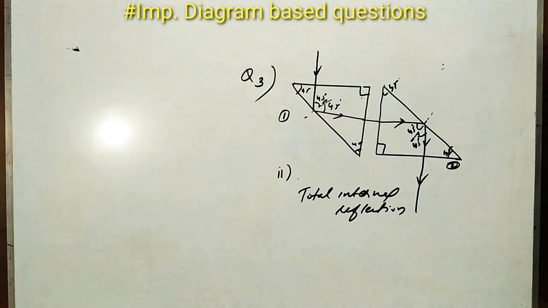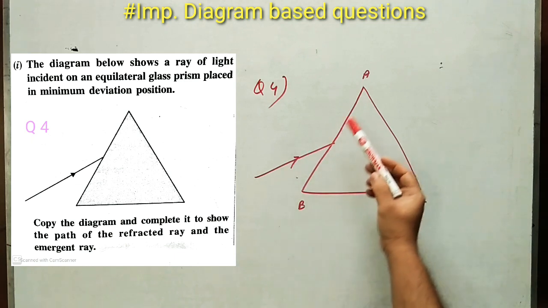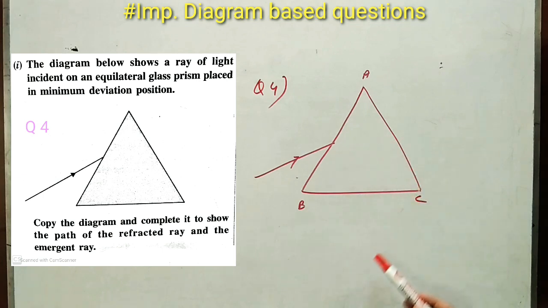Clear? Okay. Now let's solve question number 4. The diagram below shows a ray of light incident on an equilateral glass prism placed in minimum deviation position.